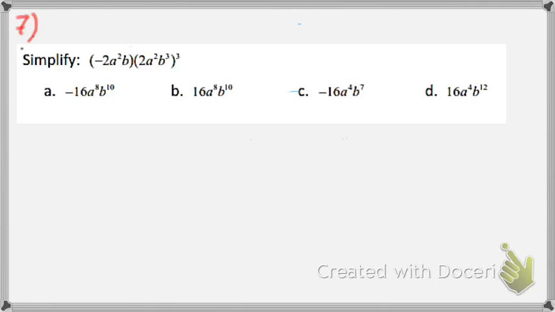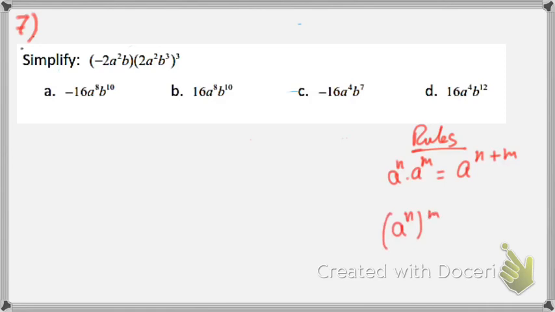Question 7. Simplify negative 2a squared b multiplied by (2a squared b) all to the power of 3. Before we start solving, we should follow the rules of exponents, which say that a to the power of n multiplied by a to the power of m is a to the power of n plus m. So in case I have the same base, I am adding the powers. And in case I have a to the power of n all to the power of m, I am multiplying the powers. So the answer is a to the power of n times m.